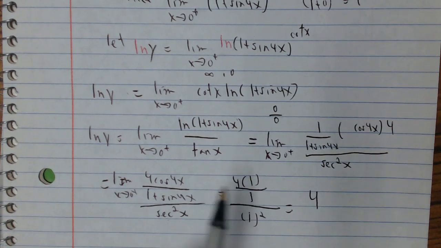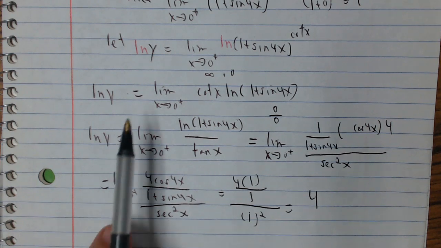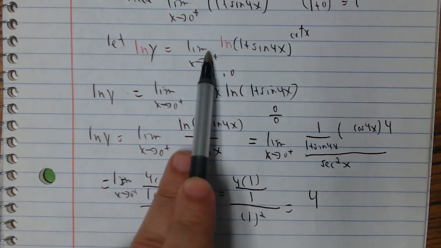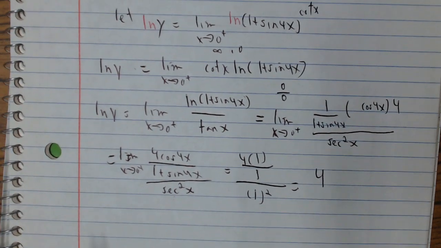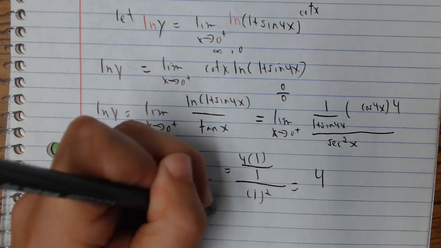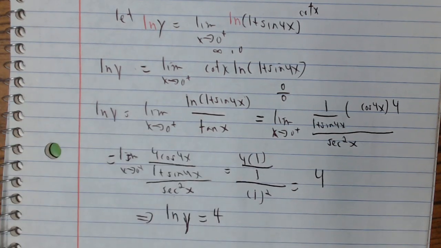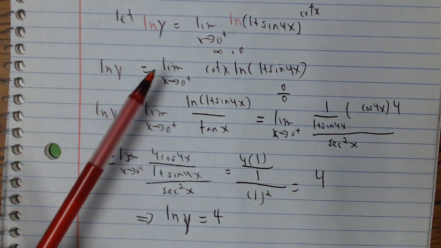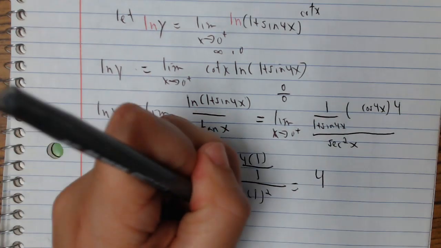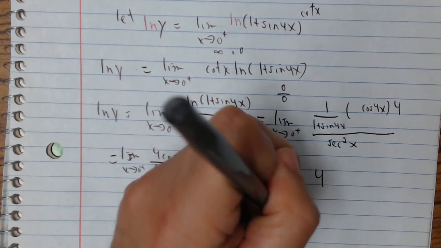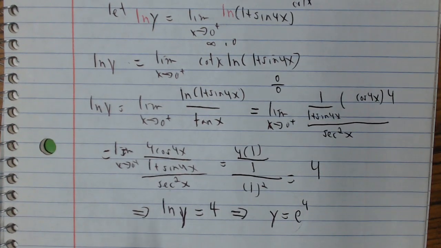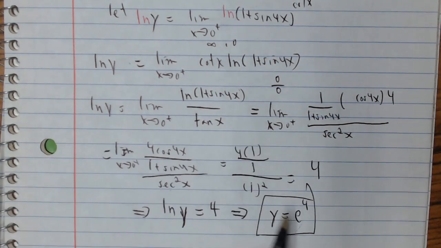But remember, my answer is not 4, because what did I do here? I said ln of y equals this limit, which equals 4. So what did we find? This implies ln of y equals 4, which then, remember, ultimately, before I took the ln, my goal was to solve for y. So if ln of y equals 4, this implies that y equals e to the 4. So what did I do? I undid the ln that I took. So actually, the answer is e to the 4th.